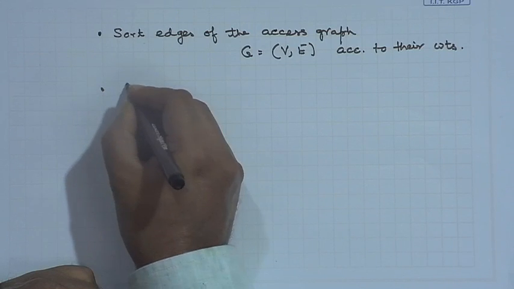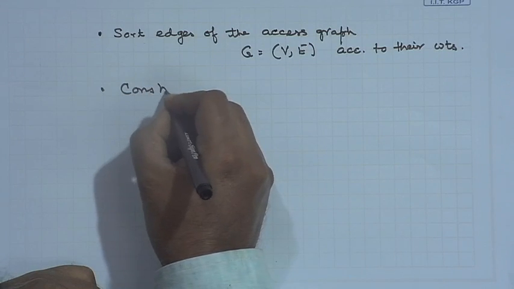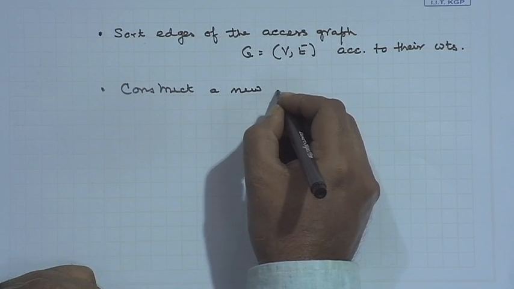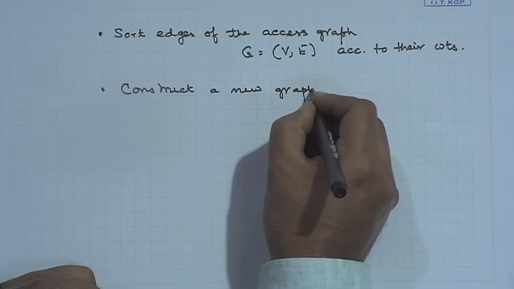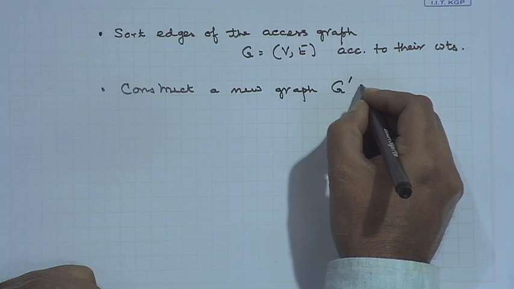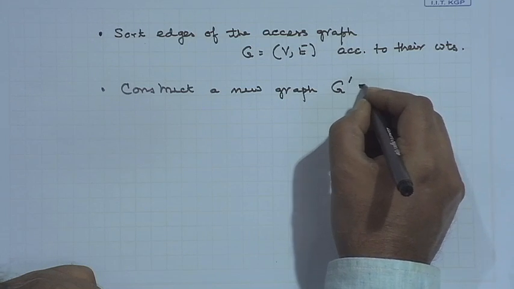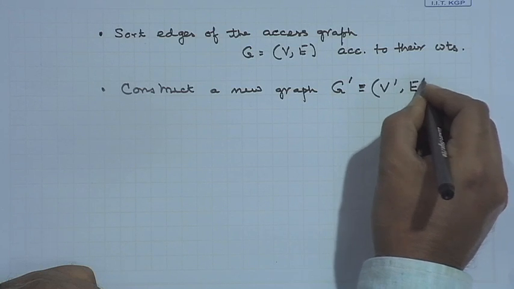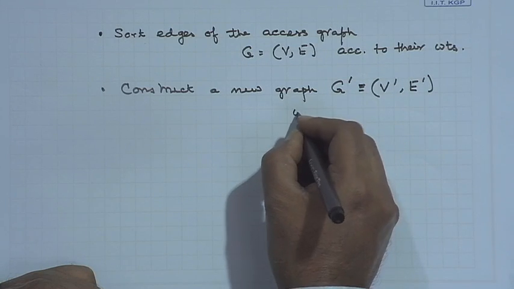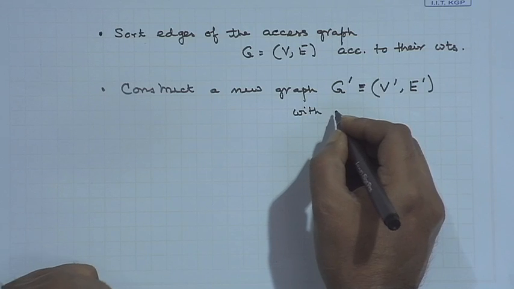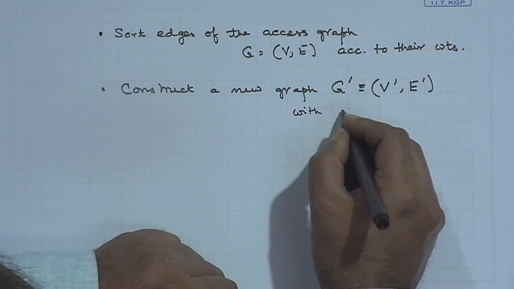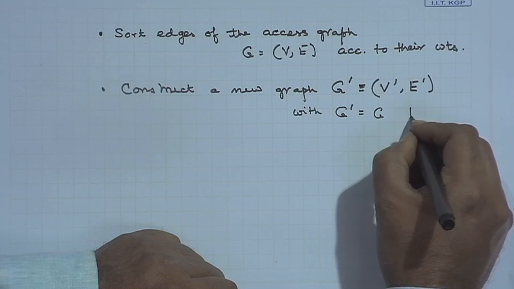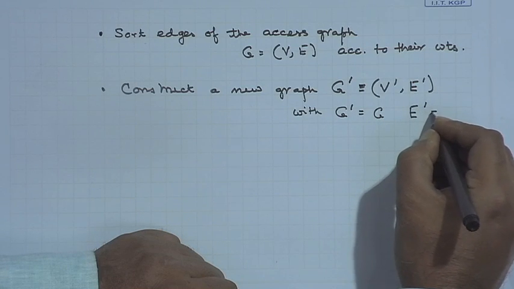Then second, we construct a new graph G prime, which will have V prime and E prime, with V prime to be V of G and E prime to be null.